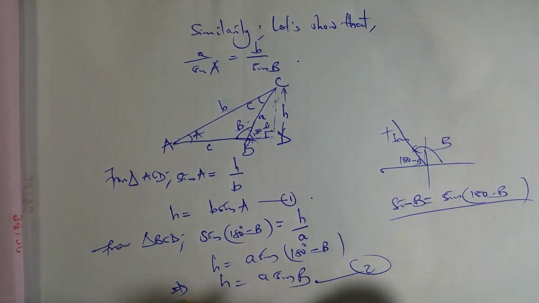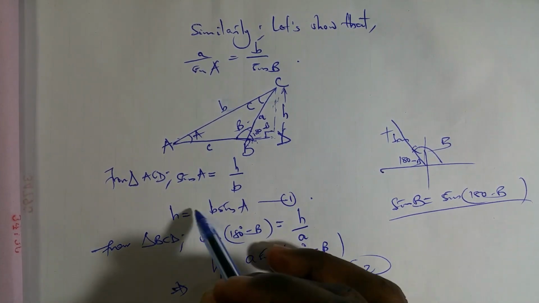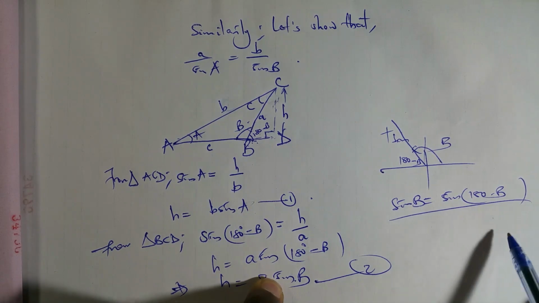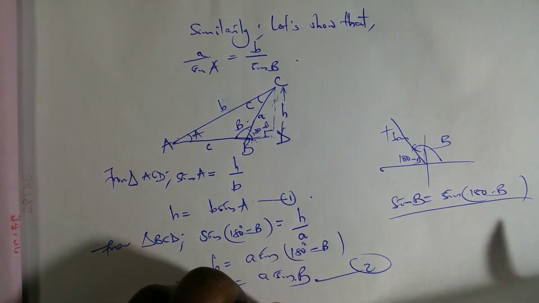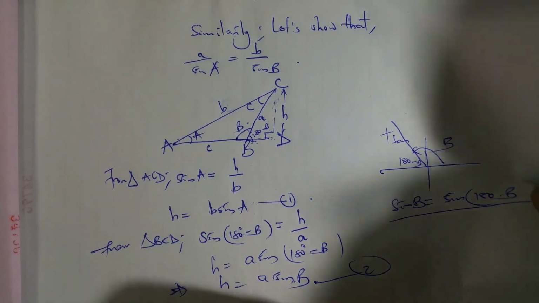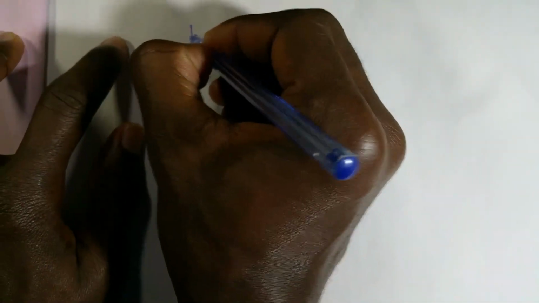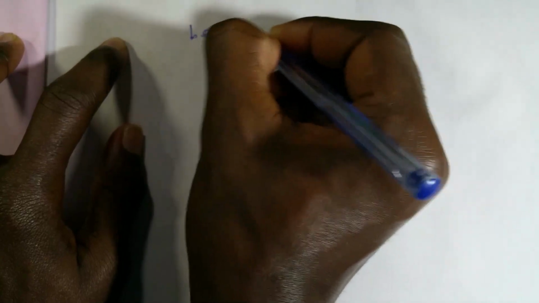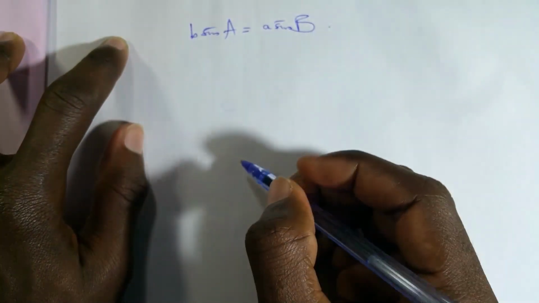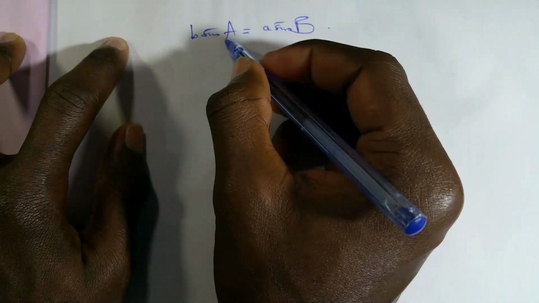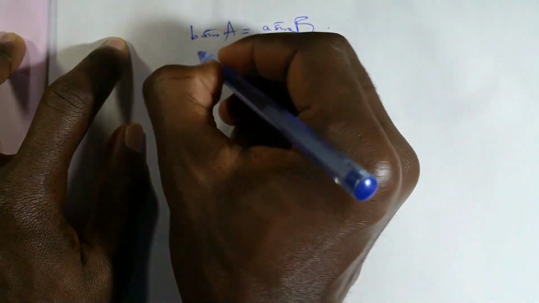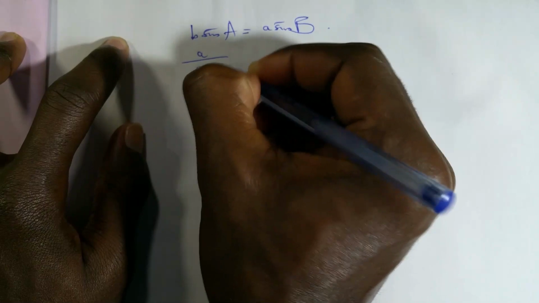So what would happen? That means H is equal to this, H is equal to that. That means B sine A is actually equal to A sine B. So B sine A equals A sine B. Okay, so when you divide throughout by sine A and again divide throughout by sine B, you will come out with something like this again.